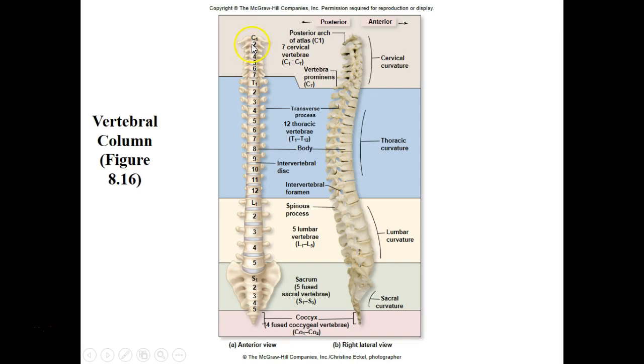The C's stand for cervical vertebrae, and we have 7 cervical. T stands for thoracic. There are 12 thoracic. L stands for the lumbar. There are 5 lumbar. S stands for sacral. There are 5 sacral that are all fused together to form the sacrum. And then the coccyx is CO1 through CO4, and again, they're all fused as well.